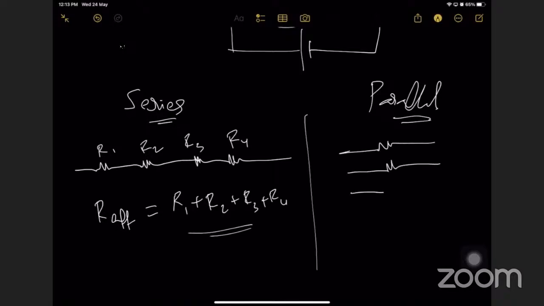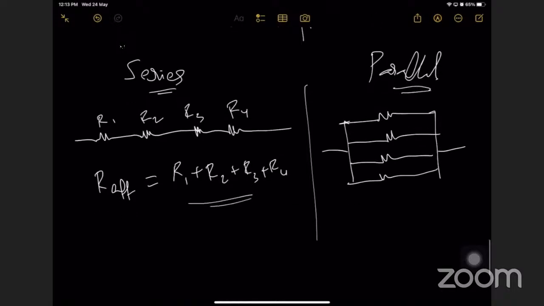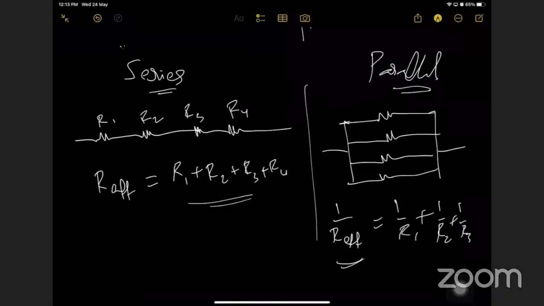1 by R1 plus 1 by R2 plus 1 by R3 plus 1 by R4 equals 1 by R effective. Exactly. A lot of people say this is the effective resistance, but it's not. It's the reciprocal of the effective resistance. So you already know this also, right? This is how you find the effective resistance when resistances are connected like this. Can I give you some problems on this?